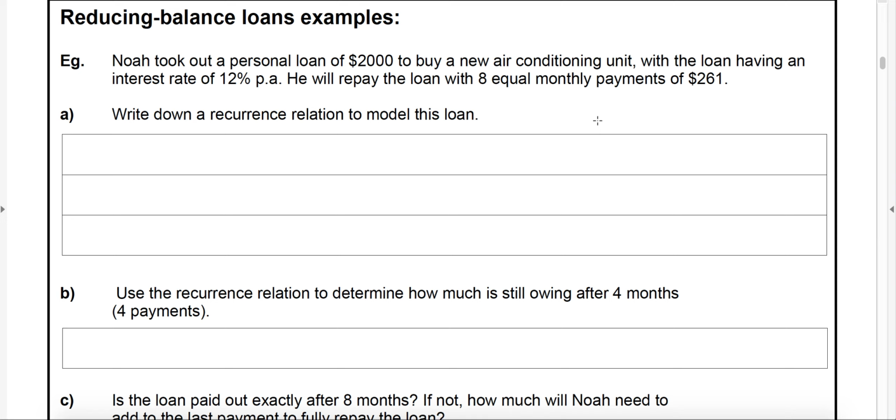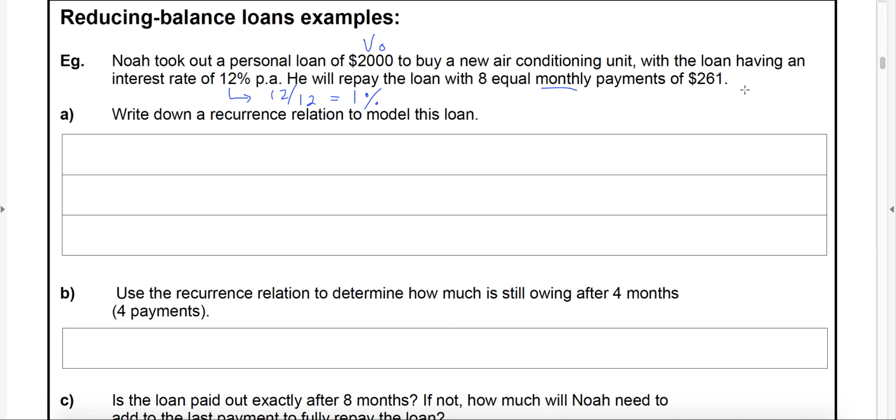Just another example, just so we get a little more familiar, another 2 examples in fact. We've had to create a recurrence relation, but also just looking a little more in depth at what's going on. In this one, Noah takes out a personal loan of $2,000, so there's our V0. It doesn't matter what he's buying here, that's not going to change what we do, but with the loan having an interest rate of 12% per annum. It says here he'll repay the loan with 8 equal monthly repayments, so monthly. That means I take this rate and I divide it by 12, so we get 1% per month.